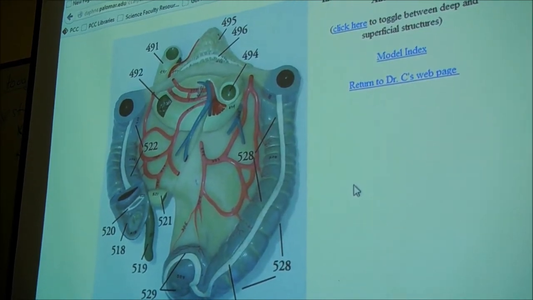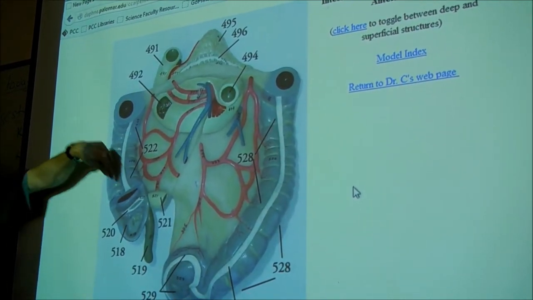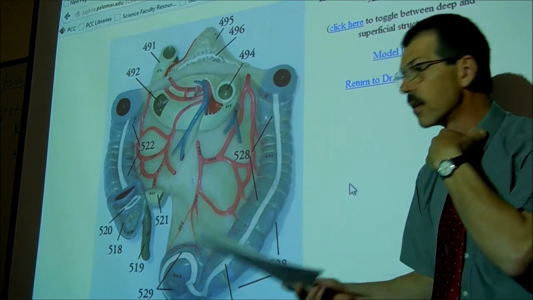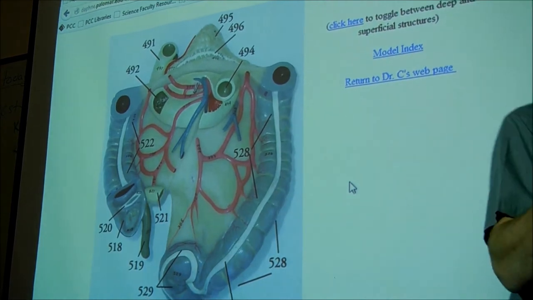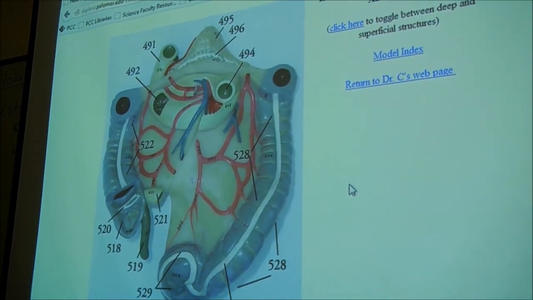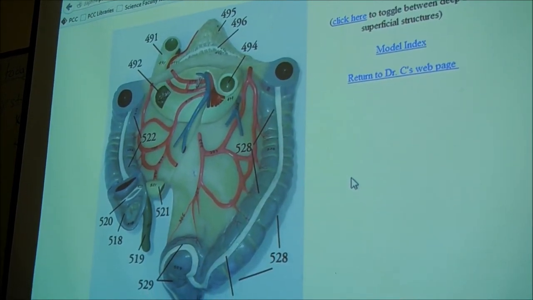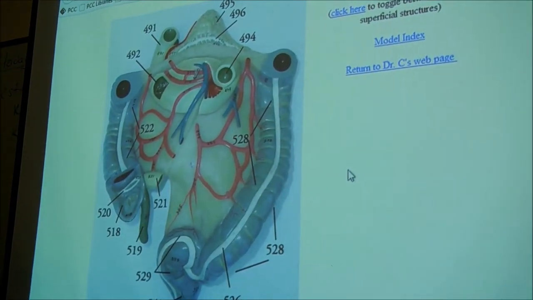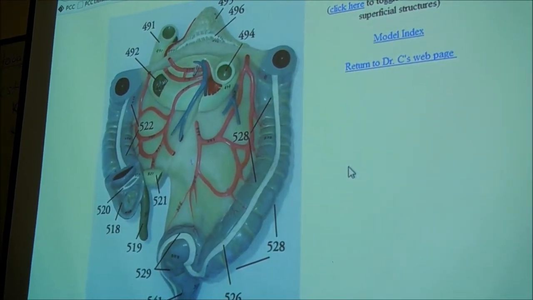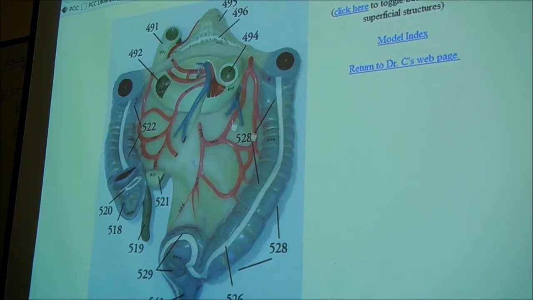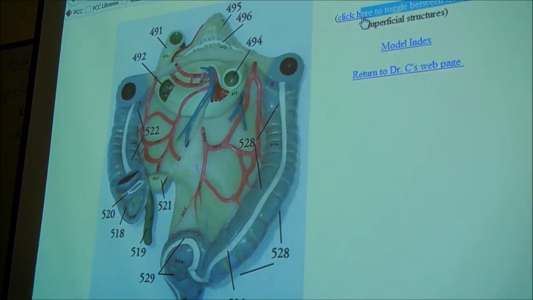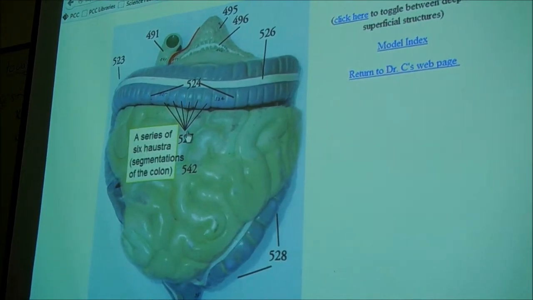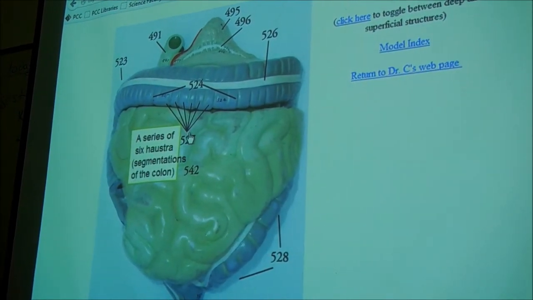Right? So let's name the white thing. Number 528. Or 526. What is it? Taeniae coli. Means tensioning your colon. It's a little strip that holds it all together and makes these bumpy things. What are the bumpy things called? Haustra. Not hosta, that's a plant. This is haustra. So each little bump, those 527s, those are the haustra, also called colonic segmentations.